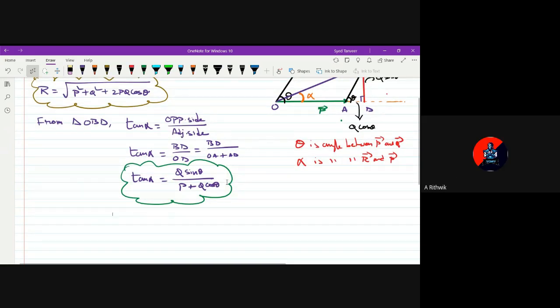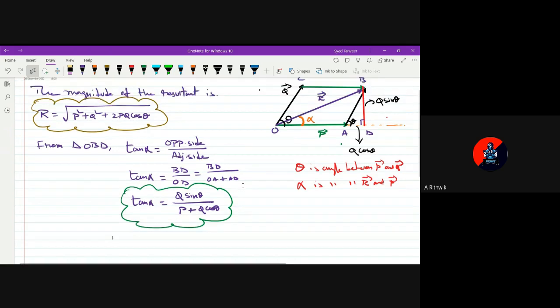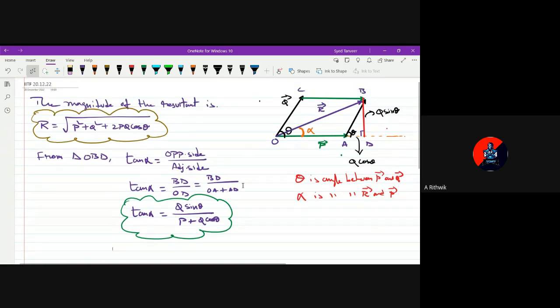Sir, oh yes, sir, I have a doubt. When we always use the parallelogram law, we have to draw this red line, sir, to make another triangle. No, you need not draw. We don't draw that parallelogram every time in the question. You need not draw that line. Okay, sir.